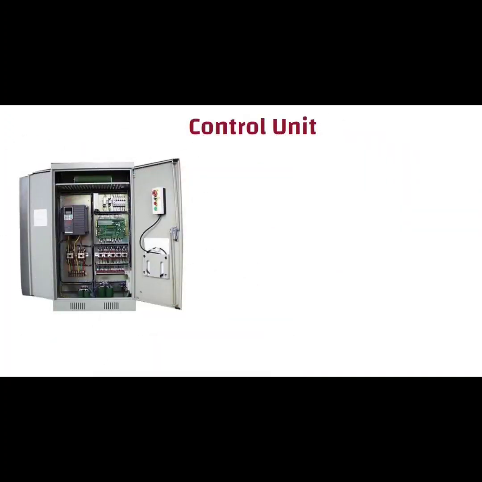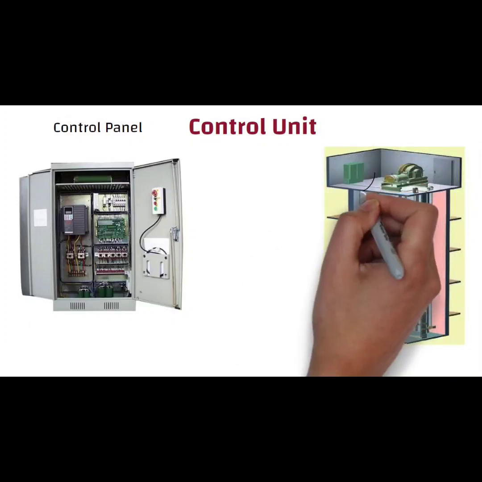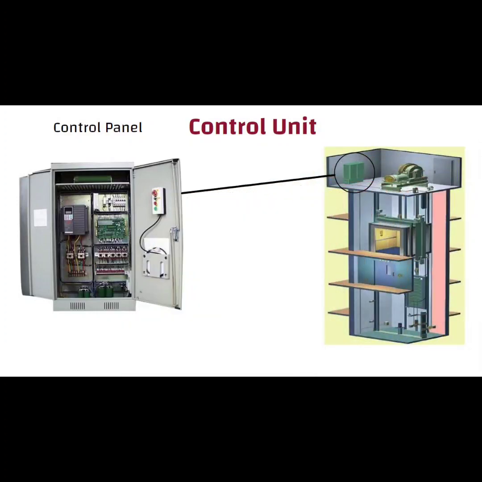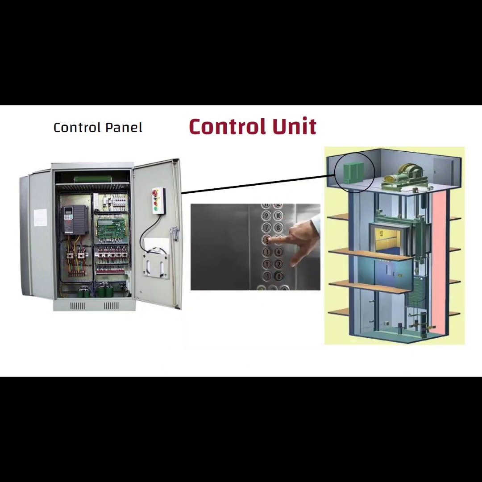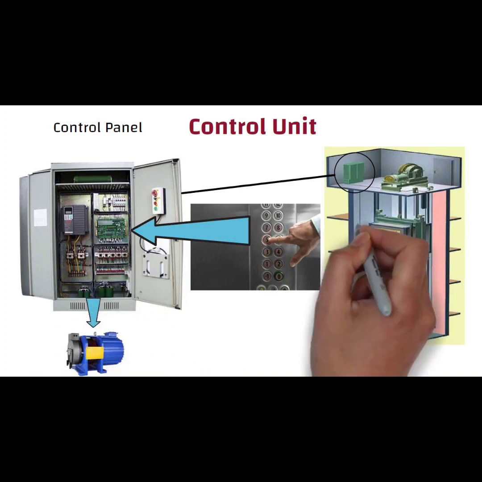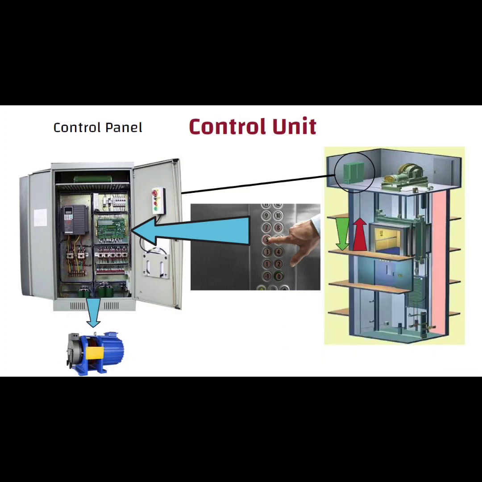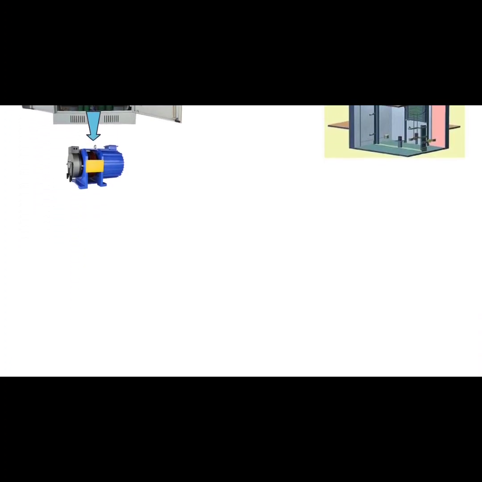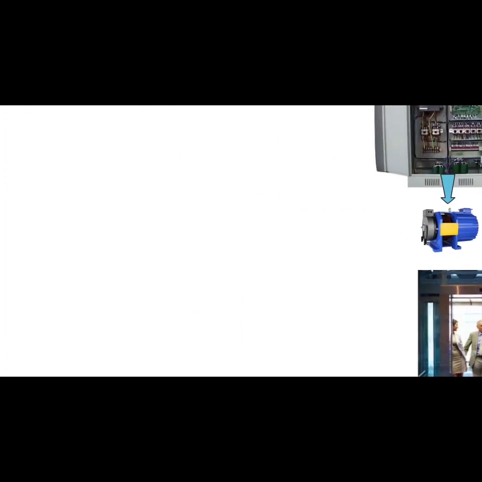Control unit. It is also known as controller or control panel. It is placed in the machine room, which is generally at the top of the elevator shaft. When we press any button in a lift, the signal goes to the control unit and then it is translated through the system to tell the motor whether to move up or down. Once the elevator has reached its destination, a signal is sent to the control room for it to either stop and let passengers board or exit it.